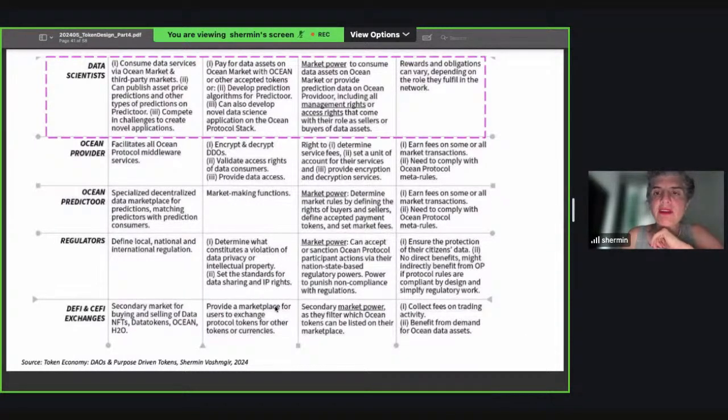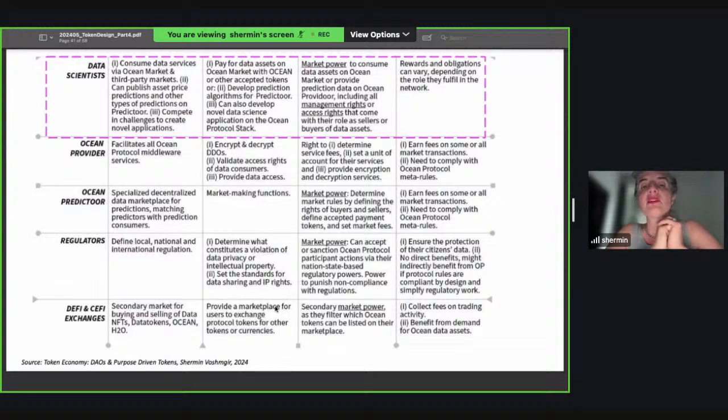I'm just wondering if I should do this very much in detail, because we will later go to the 5 different tokens. Maybe we have more time for the tokens. The data consumers, mostly data scientists, pay for data assets on the market with Ocean or other accepted tokens. The accepted tokens can be defined by the marketplaces. They can develop prediction algorithms. If for predictor, they can take data assets they bought at any marketplace and use this data to develop algorithms for specialized marketplaces such as predictor.